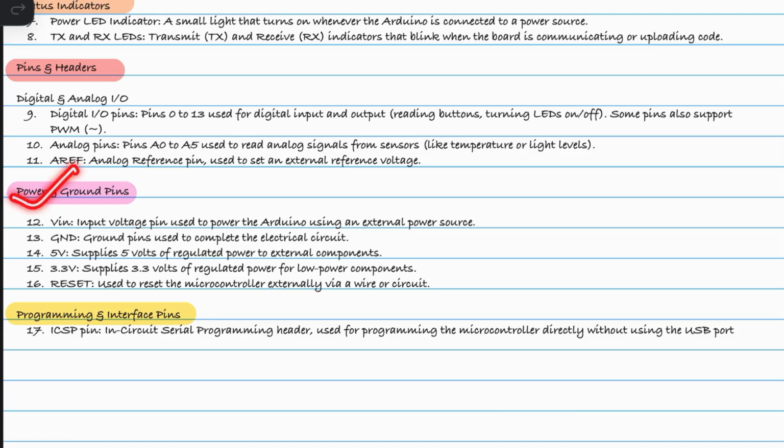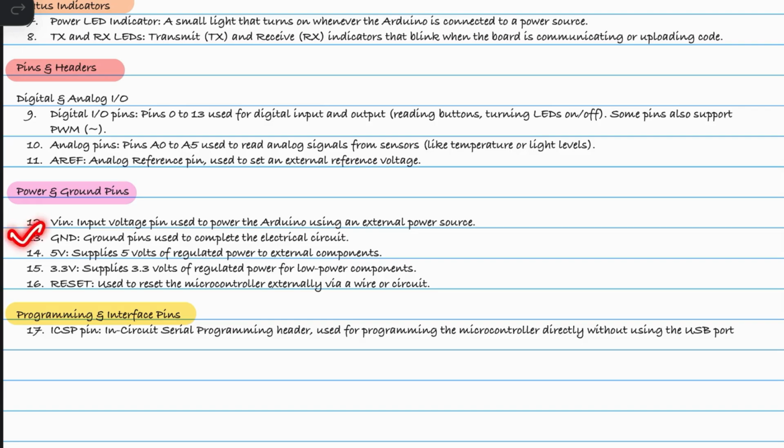And after the pins and headers, we have power and ground pins. So it comes as VIN. So VIN is for when you don't want to use the barrel jack but still want to power the Arduino from an external battery pack, so you can wire the positive lead directly into this pin.